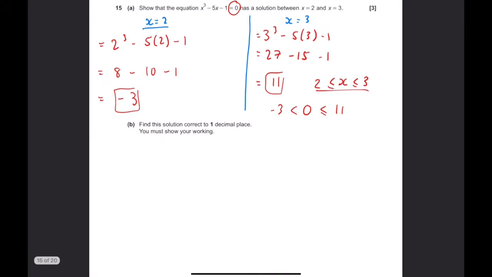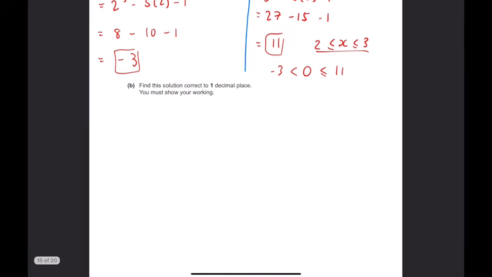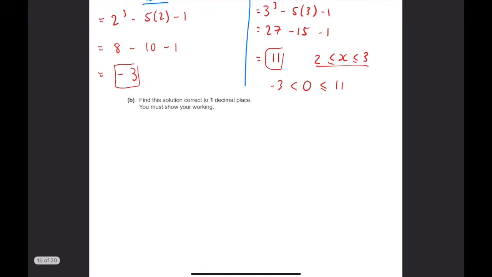Find this solution correct to one decimal place. You must show your working. So we know the answer is somewhere between 2 and 3. So if we start off with something like 2.5, put that into your calculator and see what that gives you. When x equals 2.5, y is equal to 2.125. So we need to go lower than that.